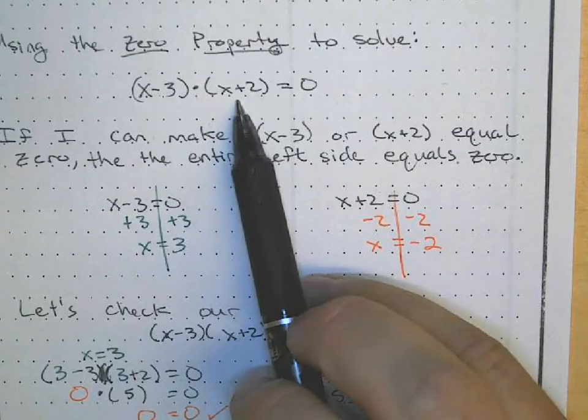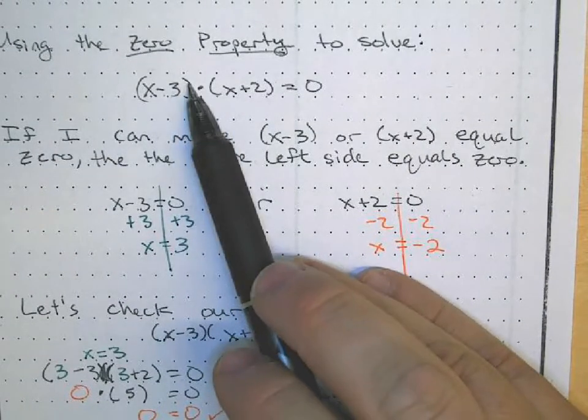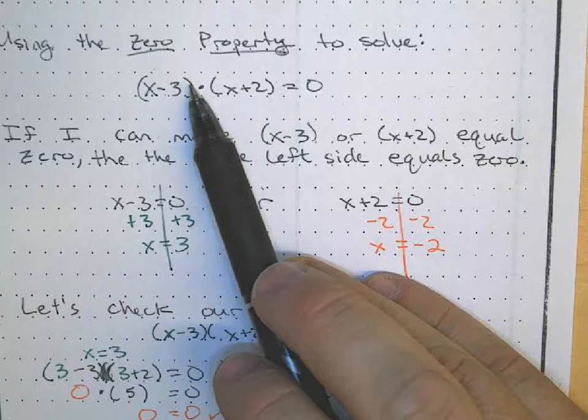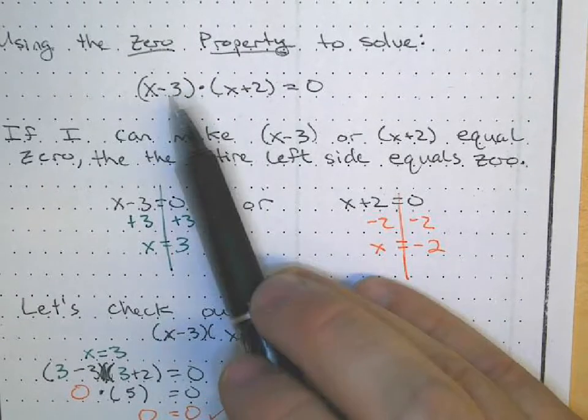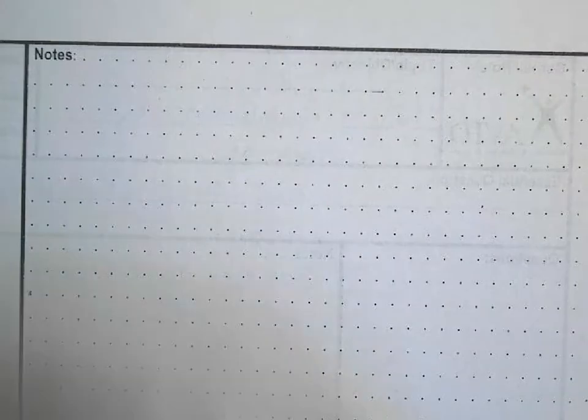Okay, so now this form right here should look very familiar. We've done this a lot. We've started off with our quadratic equations, and then by factoring, we've gotten into this form. So that's what we're going to be doing. We're going to be given quadratics, and then we factor, and then we solve.